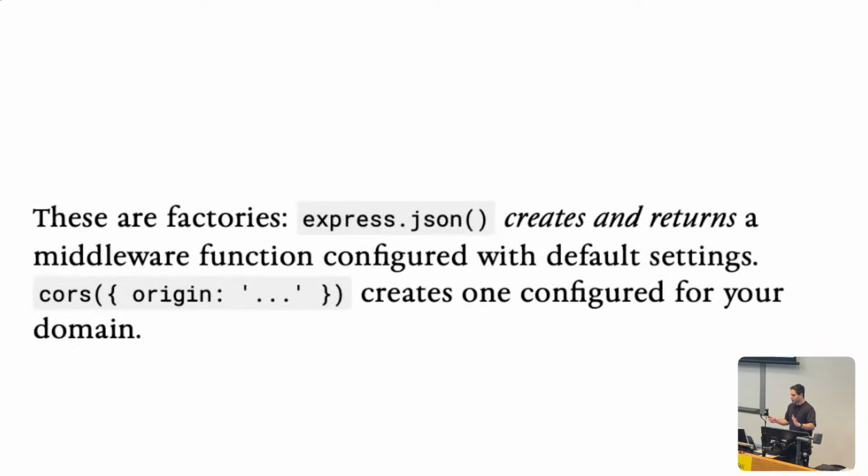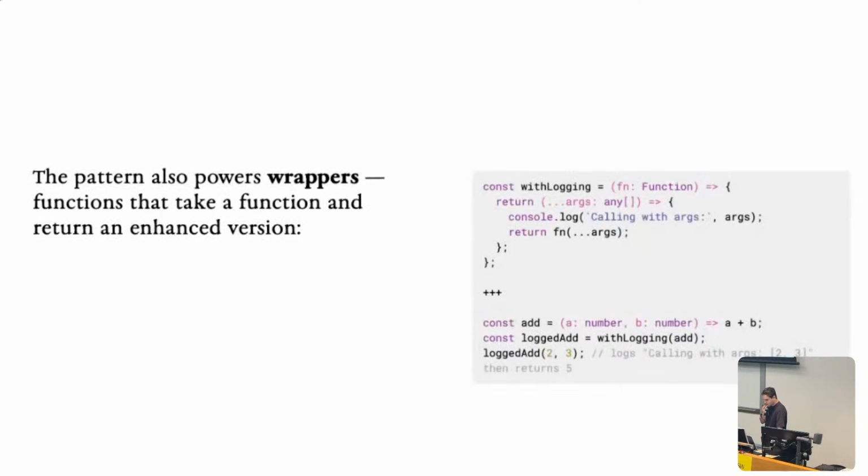Here's a description. express.json creates and returns a middleware function configured with the default settings, and CORS creates one configured on your domain. This is another example that I have actually used myself where this pattern is useful, and it's around logging. I don't know how much exposure you've had to serious logging systems. Logging is very, very important in critical systems. It's probably something we don't do a great job of actually exposing you to. You have to pick your battles in a 9-week engineering course.